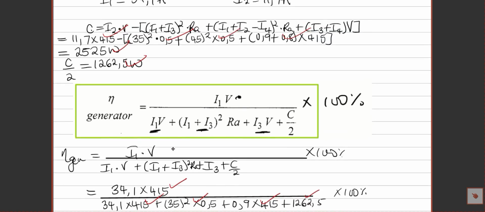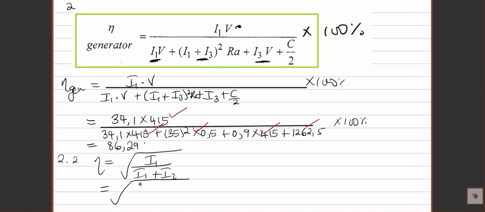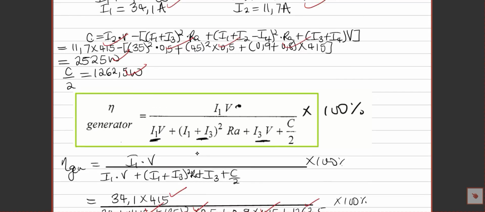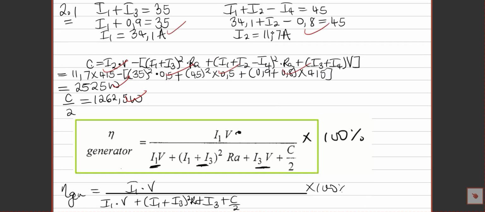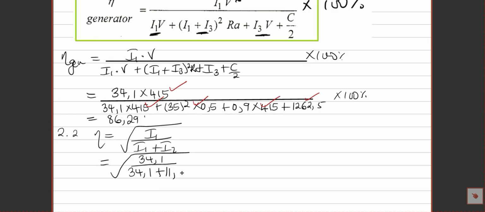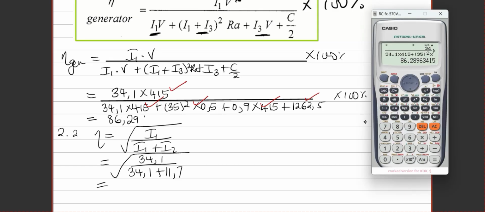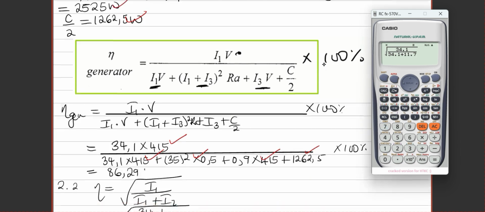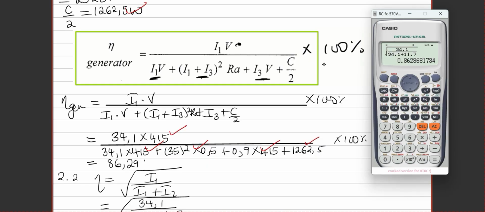So our I1, how much did we get? 34,1. So we have 34,1 over 34,1 plus, how much is our I2? Here's our I2, 11,7. Let's substitute: 34,1 over 34,1 plus 11,7. Is it 11,7? Yes.